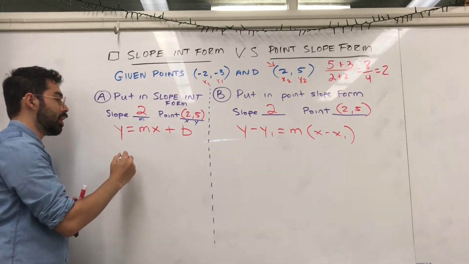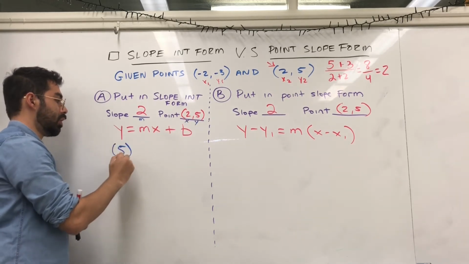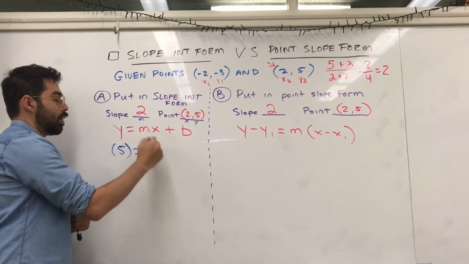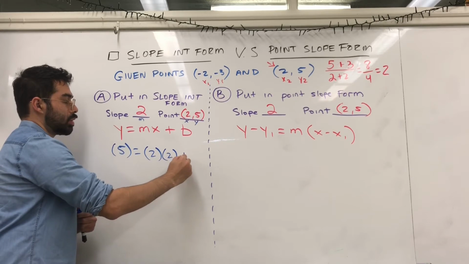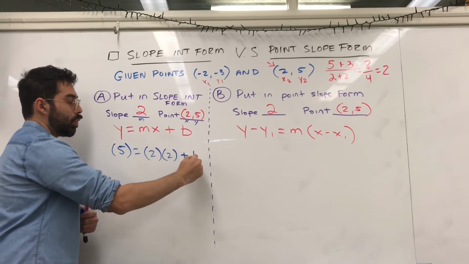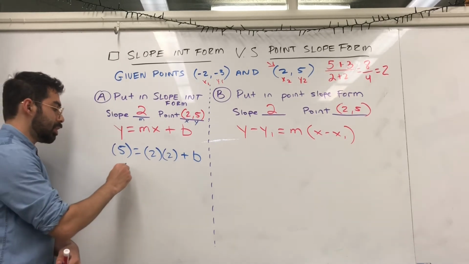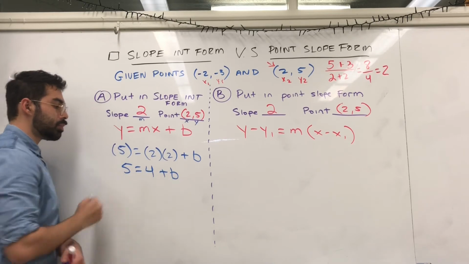So I'm going to plug everything back in. Remember, y is 5, so I'm going to plug in 5 here, is equal to m, which is 2, x, which is 2 once more, plus b. Well, we don't know our b yet. That's what we're about to find out, okay? So this ends up being 5, of course. This ends up being 4 plus b, okay?